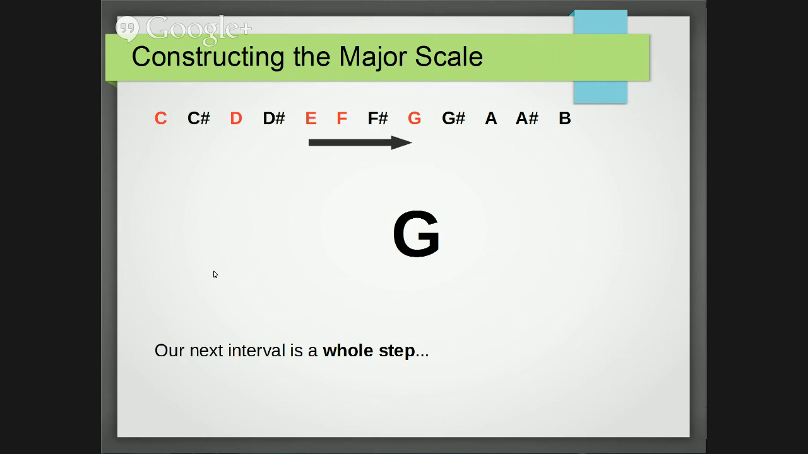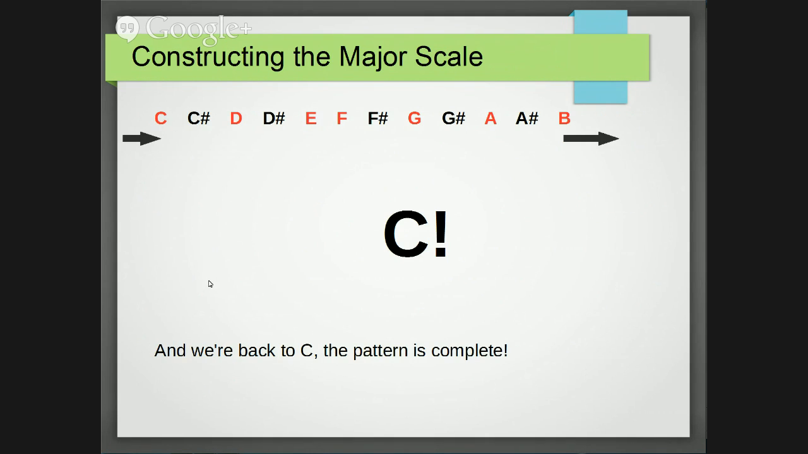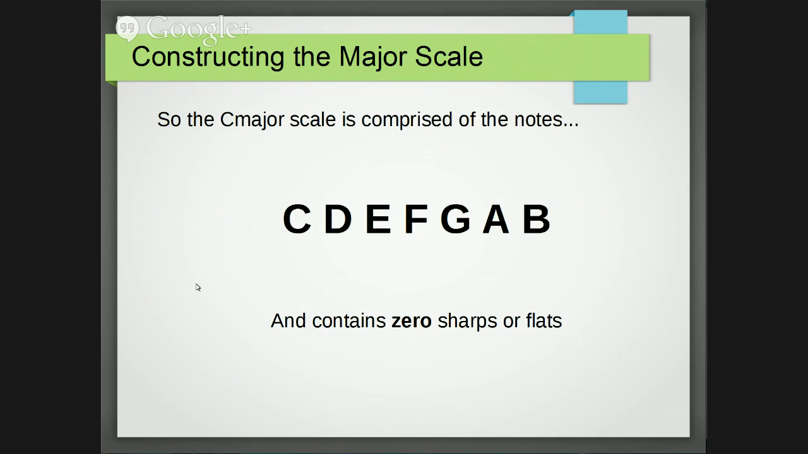Our next step from there is another whole step to A. And our next interval is another whole step to B. And then our last interval is a half step going right back to the start of the number line, back to C. The pattern is complete, and you have created your major scale. The C major scale is comprised of the notes C, D, E, F, G, A, and B, and it contains 0 sharps or flats. That's why we start with it. It's nice and simple.